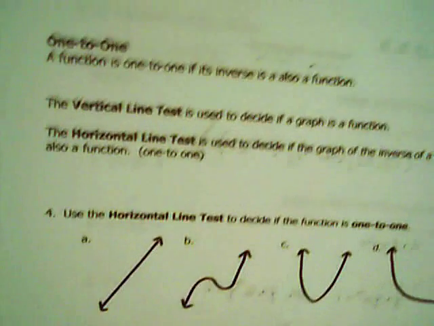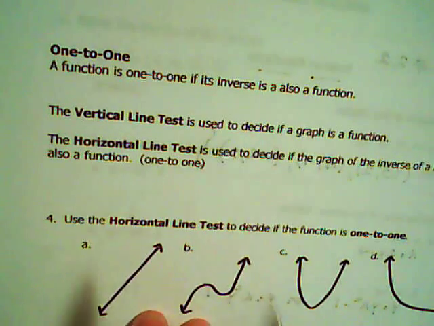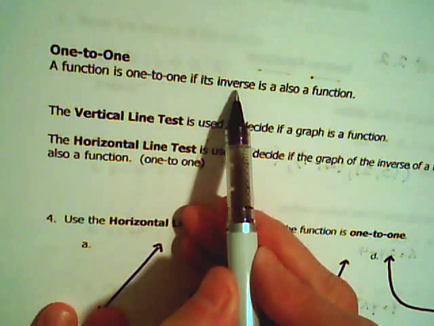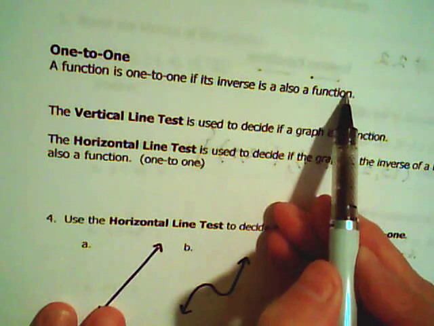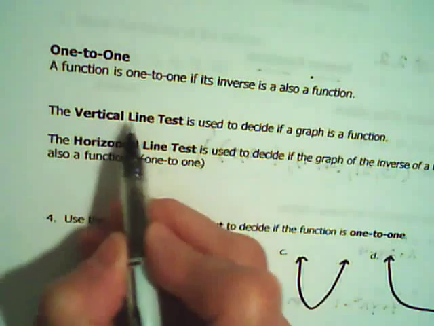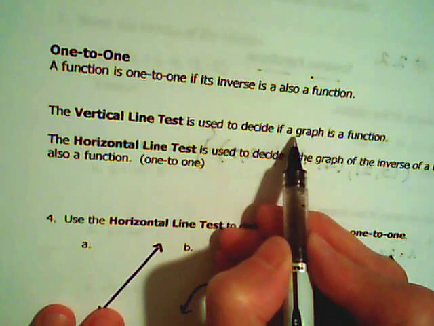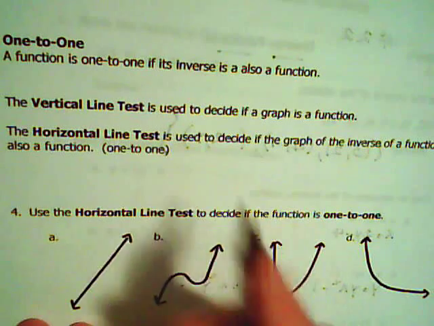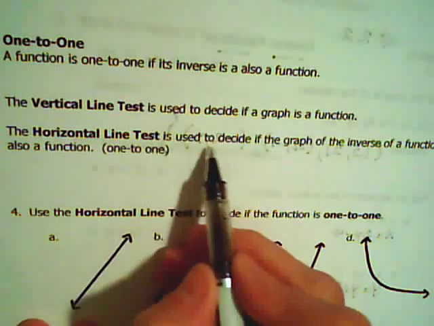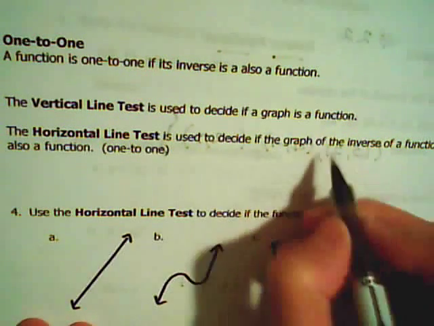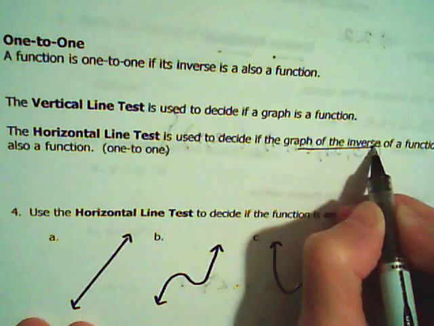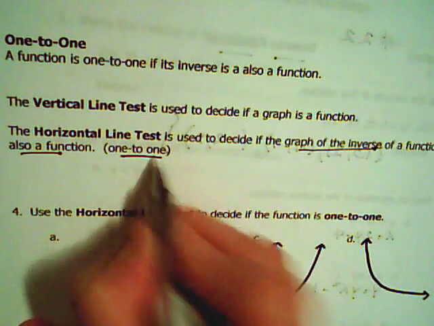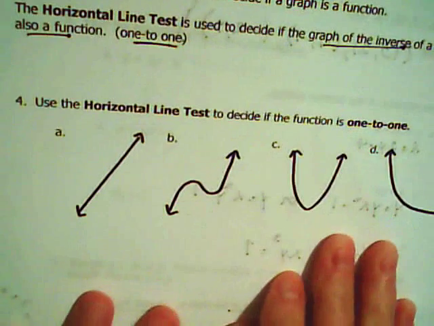Now one more section. We're going to look at one-to-one. By definition, a function is one-to-one if its inverse is also a function. Remember, we have a vertical line test to decide if we have a function. Now, we're going to have a horizontal line test. The horizontal line test is used to decide if the graph of the inverse of a function is also a function, which is said to be one-to-one. Now let's take a look.